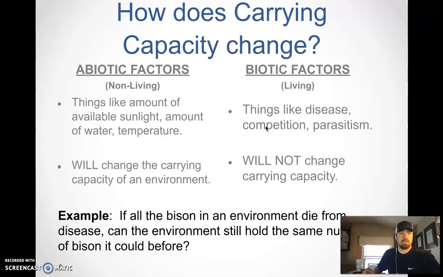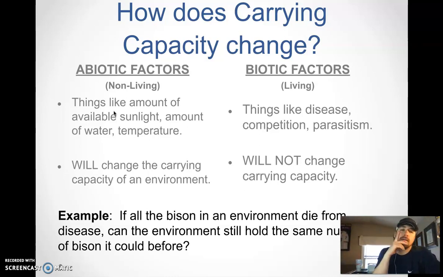Okay, so how does carrying capacity change? With abiotic factors, these are non-living things, things like amount of available sunlight, amount of water, temperature. Those would all be abiotic factors. This will change the carrying capacity of an environment. So think about it. If this room can fit 10 people, let's say that, this room has a carrying capacity of 10 people.